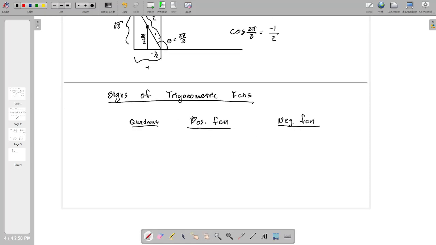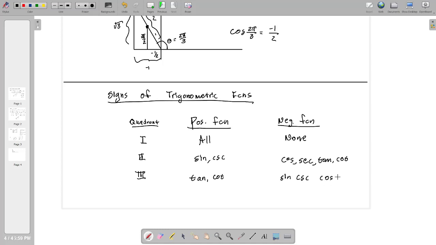We have our positive functions and our negative. So in quadrant 1, the positive functions are all of them, and we have no negative functions. In quadrant 2, the positive functions are sine and cosecant, and the negative functions are cosine, secant, tangent, and cotangent. In quadrant 3, the positive functions are tangent and cotangent. And then sine, cosecant, cosine, and secant are all negative in quadrant 3.